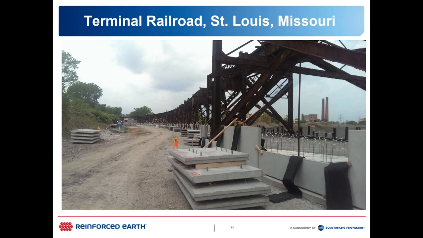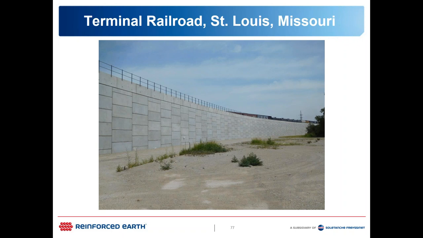So they used ground improvement to improve the soils below it, like overcast piles and so on. And an MSE structure was built around the existing bridge to carry the railroad structure. This shows the completed structure. This is the west abutment of the Terminal Railroad Association bridge going in towards the Mississippi River from the St. Louis side.